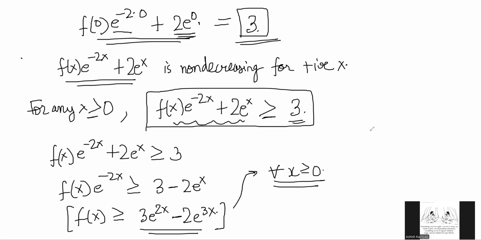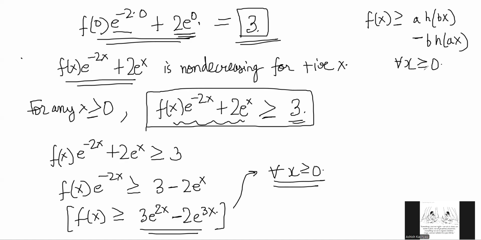So now we are at the end because the question had said that f of x was supposed to be greater than or equal to a times h of bx minus b times h of ax, right? And this was supposed to be true for all x greater than or equal to 0. And what I have gotten is 3 e power 2x. So clearly a is 3, b is 2, and h of x is e power x, right?